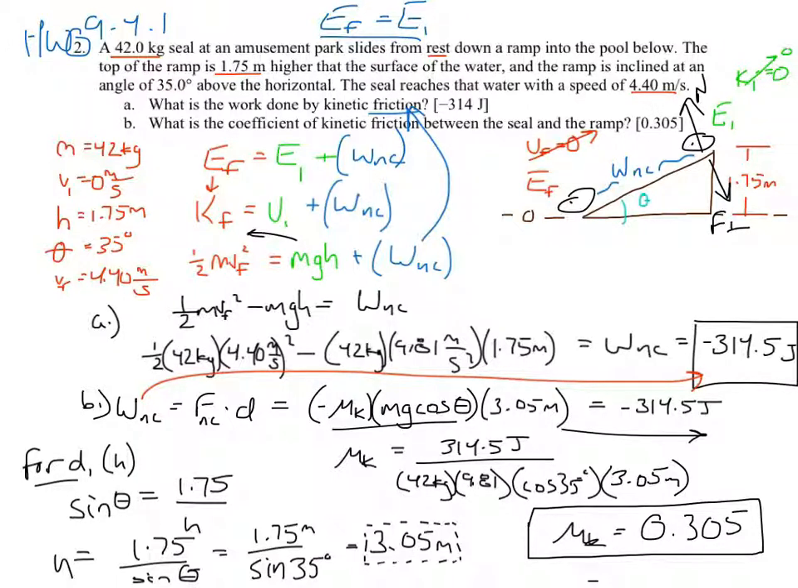So a little bit of trig, a little bit of conservation of energy, and a little bit of non-conservative work, and even some inclined planes as well. But this is all stuff that we've had before. So there you have it. That's homework 941, problem number 2.